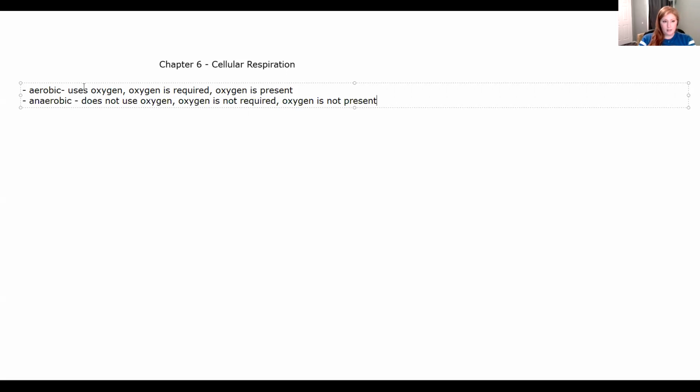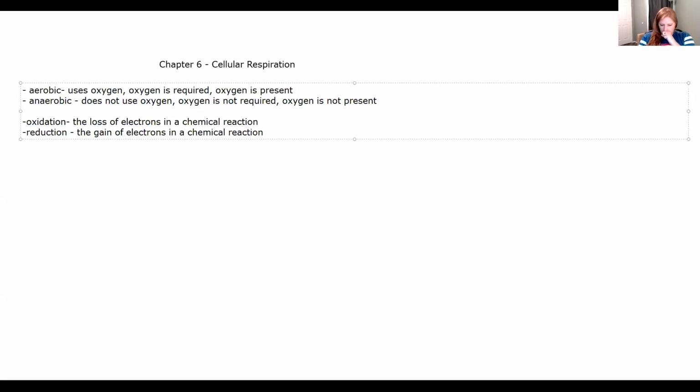The next set of terms go together as well. Oxidation. Oxidation is the loss of electrons in a chemical reaction. And its opposite, reduction. Reduction is the gain of electrons in a chemical reaction.